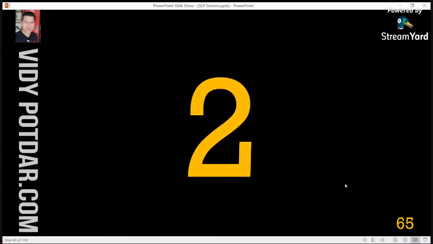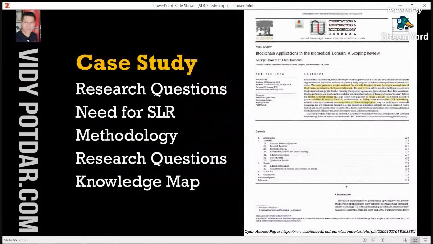Let's move to the next case study. This is a paper on blockchain applications in the biomedical domain. And from this paper, I will talk about these 5 things: their research question, the need, their methodology, and knowledge map. Oh, sorry, I repeated the research questions twice.